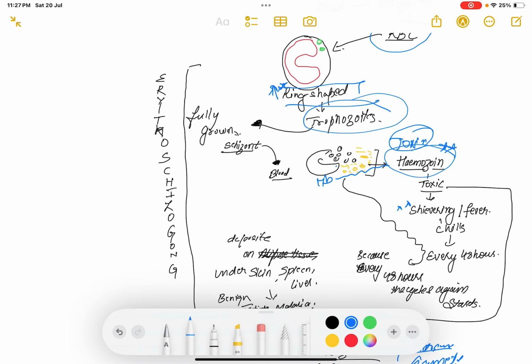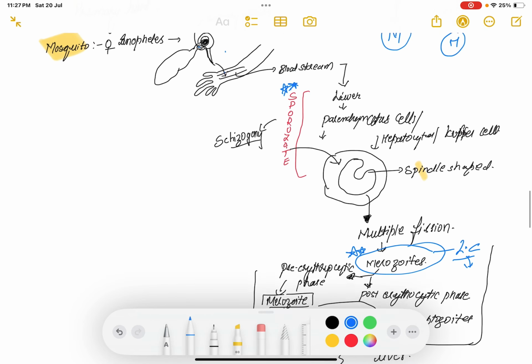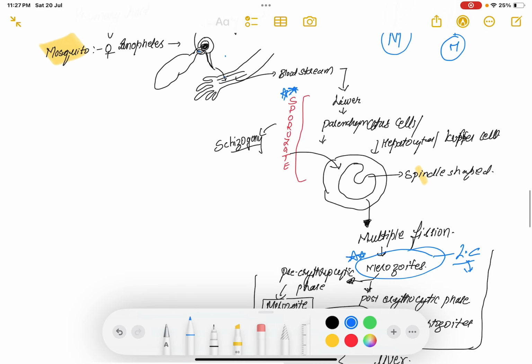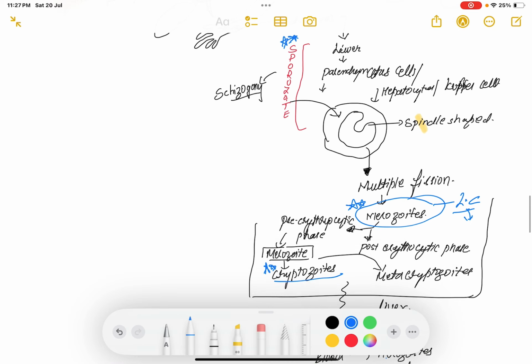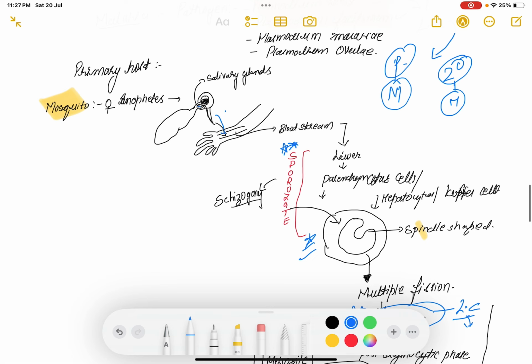And one more thing which is important: erythroschizogony and hepatoschizogony. Ring-like structures form in RBCs, gametes form in RBCs, and hemozoin toxin is also formed in RBCs. These are the important key points. Merozoites are formed in the liver. Multiple fission occurs in the liver, and sporozoites infect which cells? Hepatocytes, the liver cells, and this is the form in which plasmodium enters the human body. The sporozoite is the infective form, and it is stored in the salivary glands of the female Anopheles mosquito. This much only is important from the NEET point of view.